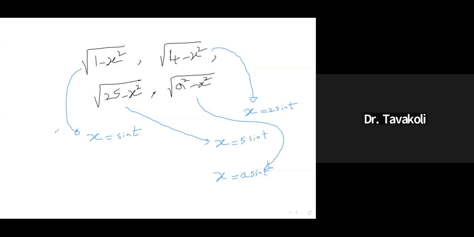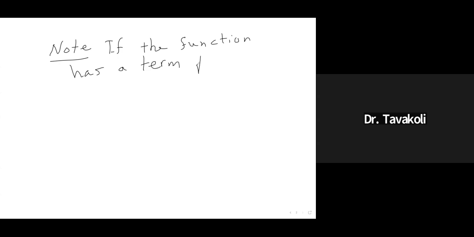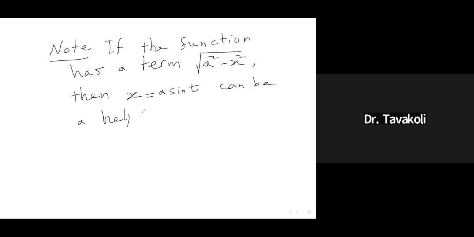So based on this explanation, let me write a note here. If the function has a term radical a squared minus x squared, as I mentioned, a is a constant, then x equals a sine t can be a helpful substitution.